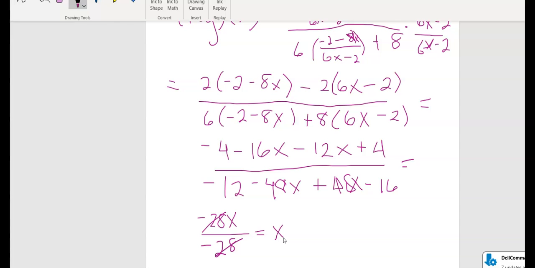Now, we should do the other side, but this gives you, of course, the notion now of how to do the other side as well, to do g composed with f, and of course, it should reduce down to an x as well, giving us that they are, in fact, inverses.